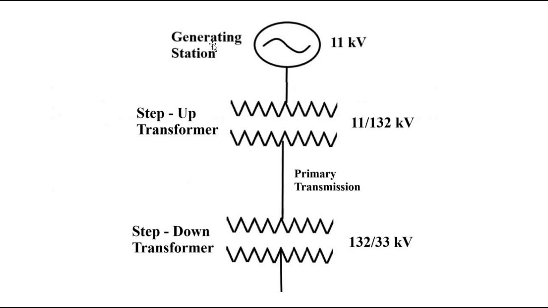So again, understand, first at the generating station 11 kilovolt goes to a step up transformer which increases this 11 kilovolt to 132 kilovolt, because high transmission voltage has the advantages of higher transmission efficiency and a reduction in the size of the conductors required. This 132 kilovolt line forms the primary transmission. Then at the receiving station it is stepped down to 33 kilovolt with the help of appropriate 3-phase transformers.